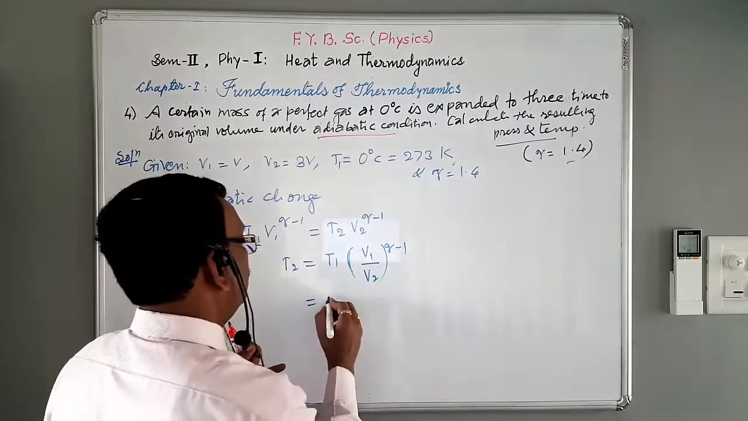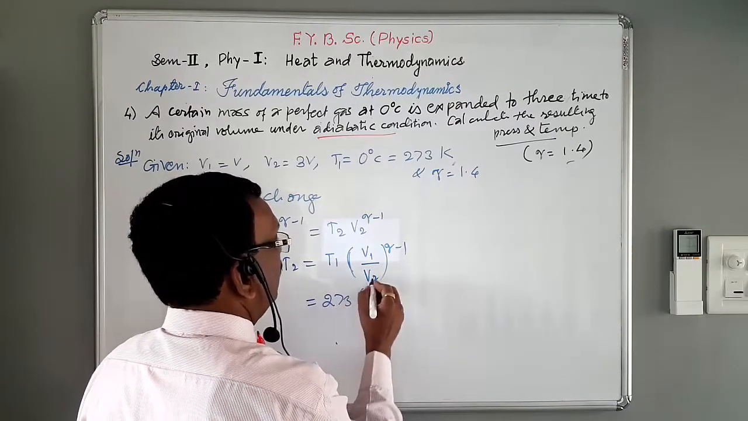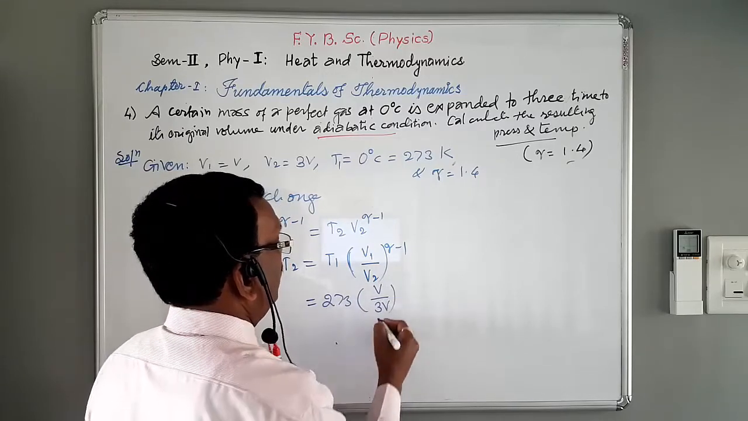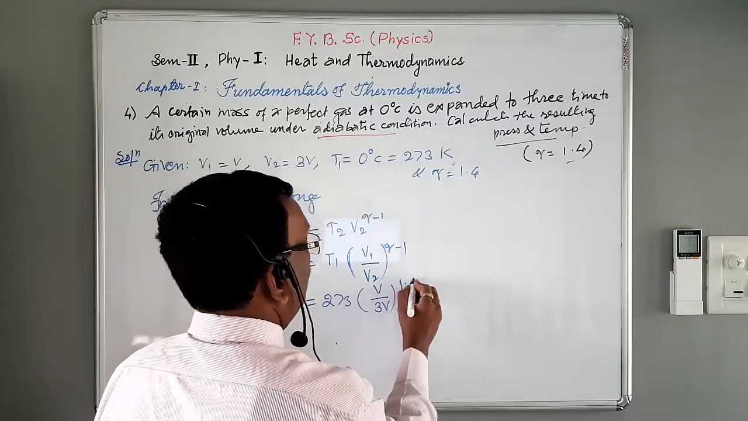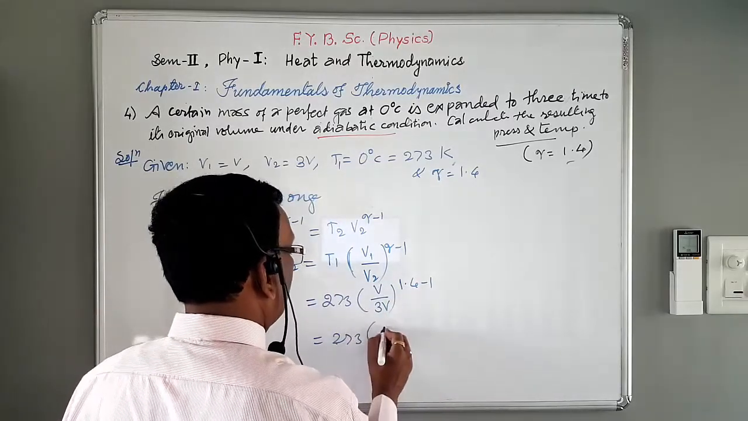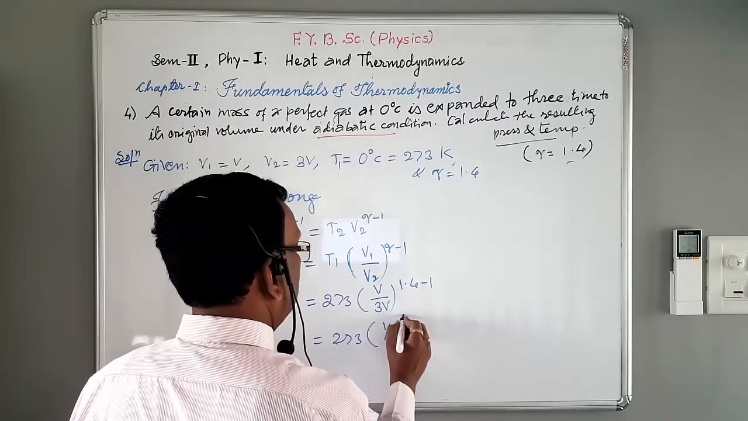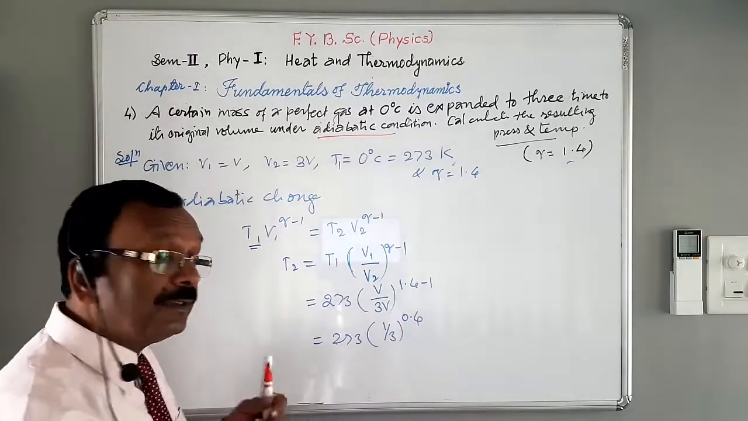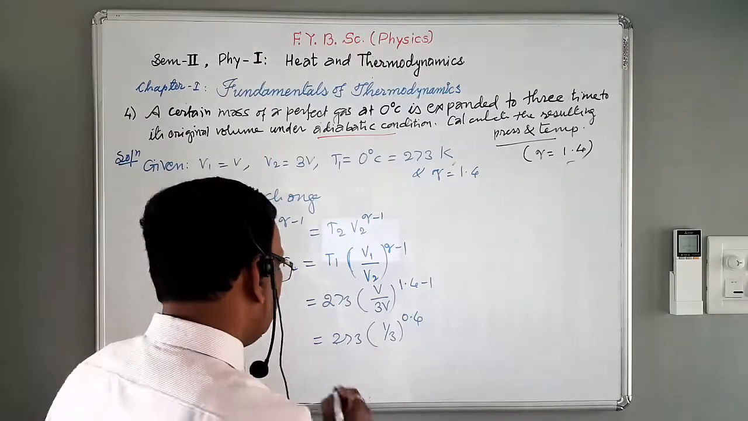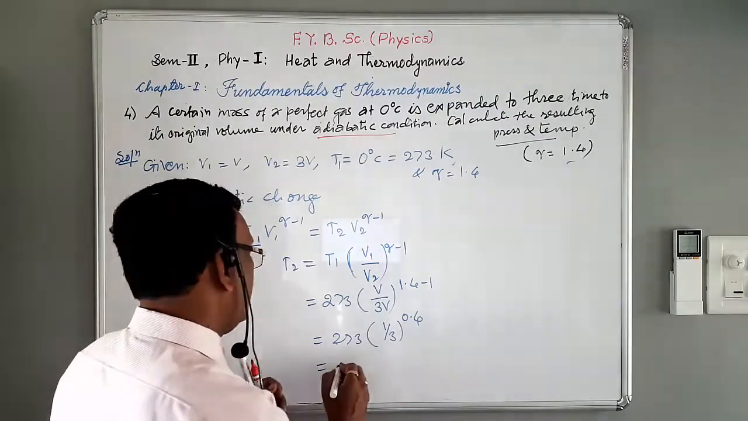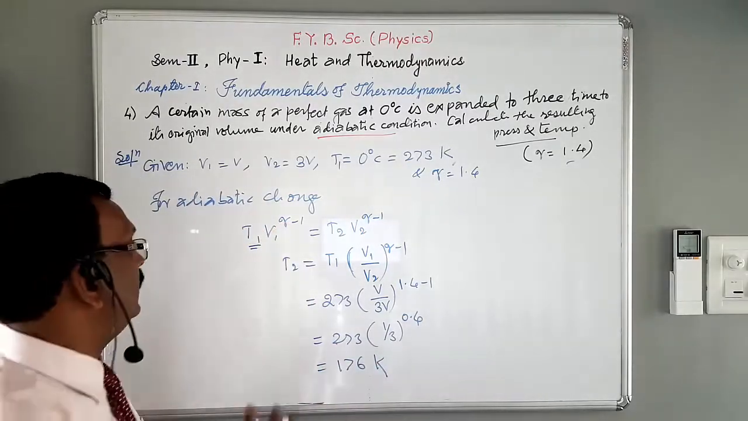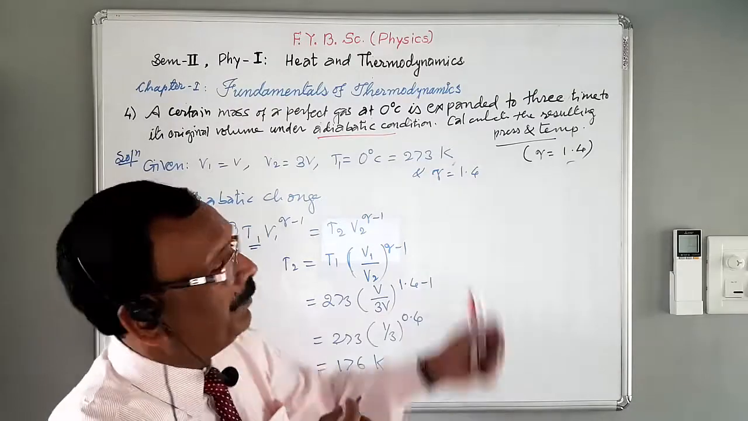Very simple way. Now substitute the value of T1, 273, then V1 upon V2 is V upon 3V raised to 1.4 minus 1. Solve this: 273 into 1 by 3 raised to 0.4. You can solve it by using a log table or simply a calculator, and you will have the answer like this, 176 Kelvin. Very simple. This is the resultant temperature.